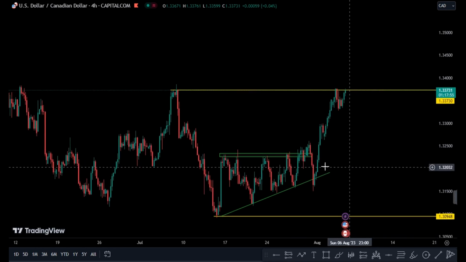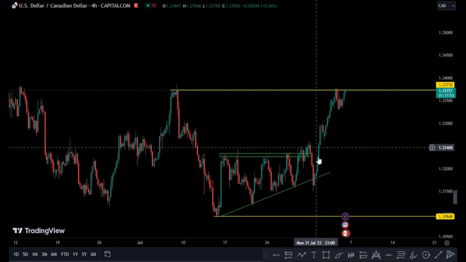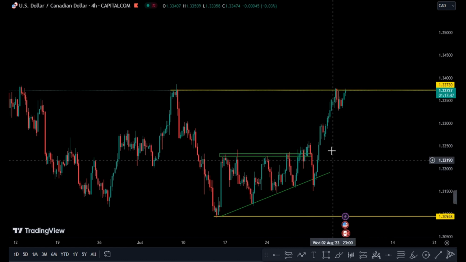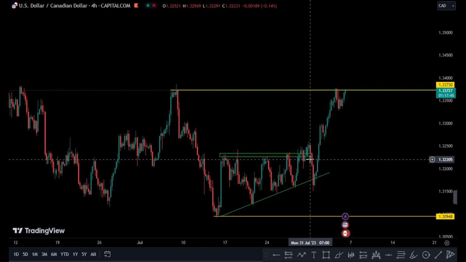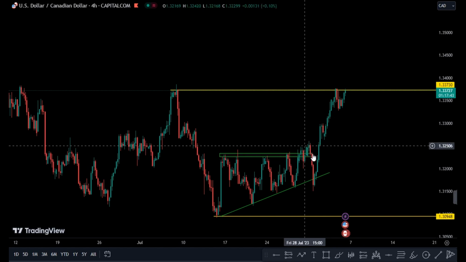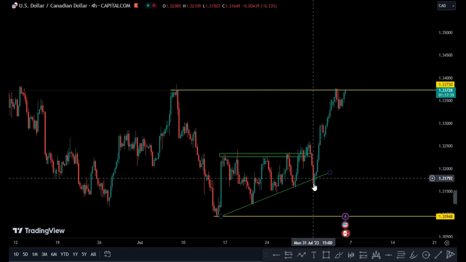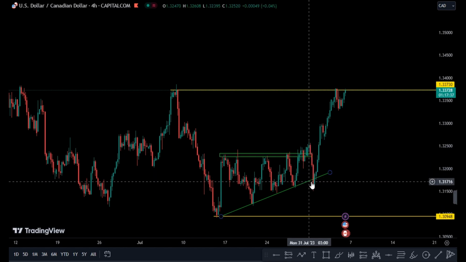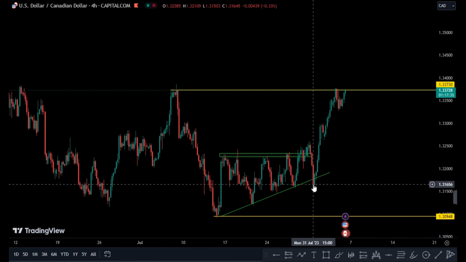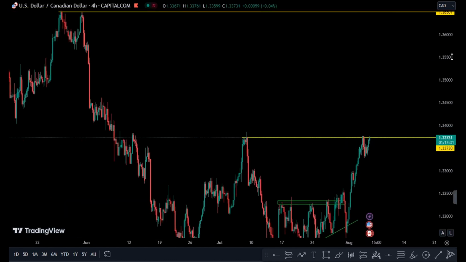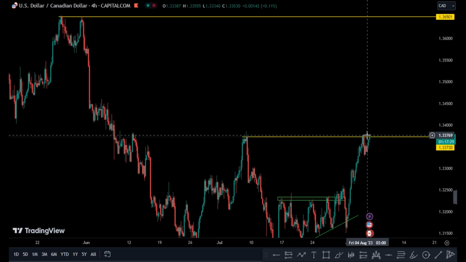Once that happened, I checked on all the other pairs with the CAD on the far right, CAD being our quote currency, and I came to the conclusion that indeed CAD was strong at the time, hence why this pushed to the downside. And here is where we could have caught another buy for CAD. We are currently at a neckline, but I'm done for the week.